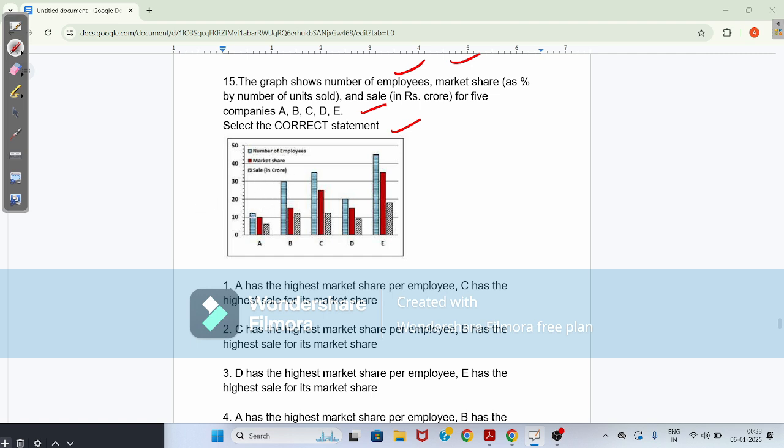Consider here, the blue line is the number of employees, this is the market share, and this is the sale. So for A, what will be the ratio? This is 10 by 12. Consider these ratios.